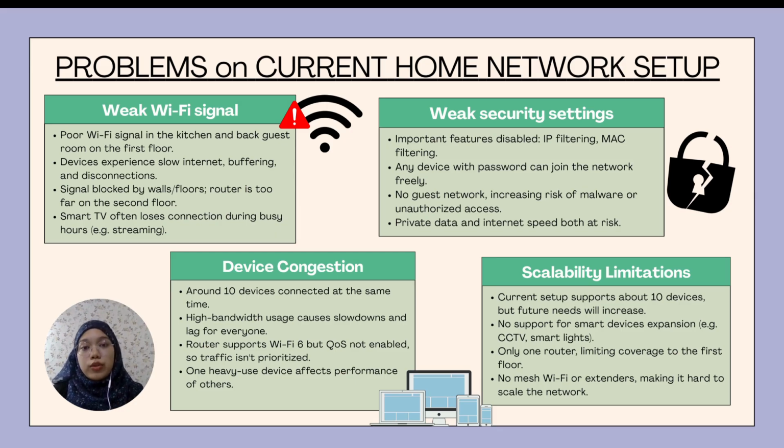For example, MAC filtering lets you allow only certain devices to connect by using their MAC address. So if these filters are disabled, any device that knows the Wi-Fi password can connect freely. This is actually dangerous because a neighbor or stranger could use the internet without permission, which not only slows down the internet for everyone in the house but also puts private data at risk.